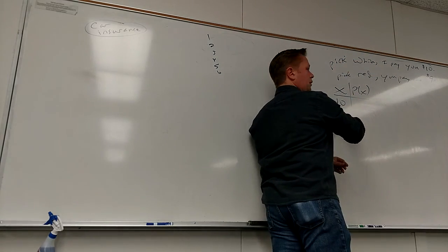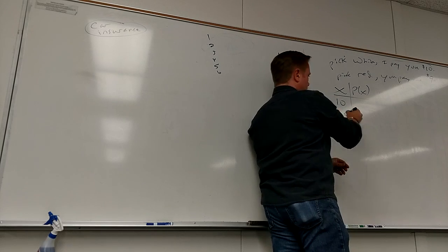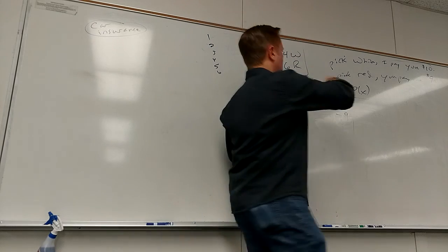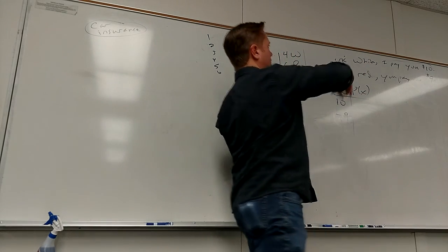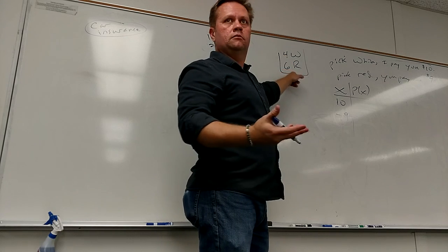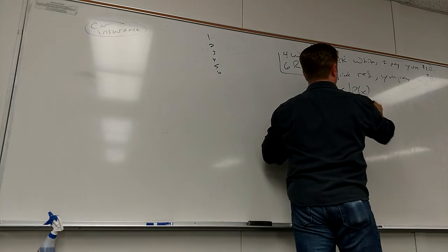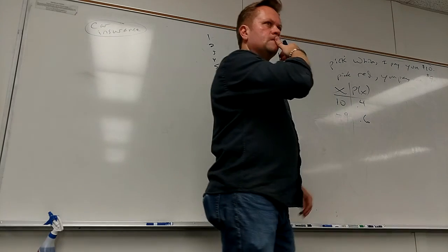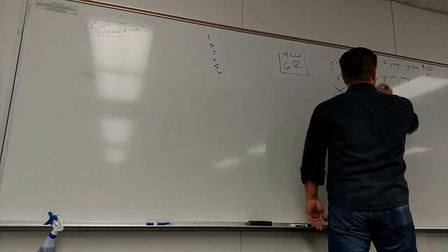On this one, what am I going to put? I'm going to put negative 9, because it's flowing away from you. What's the probability you get $10? 4 out of 10, so 0.4. What's the probability you lose $9? 0.6.